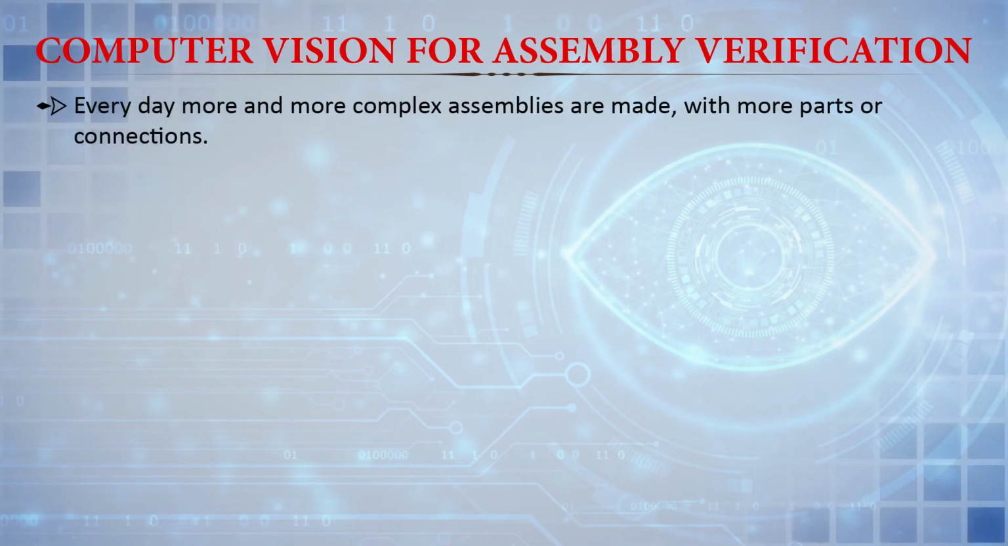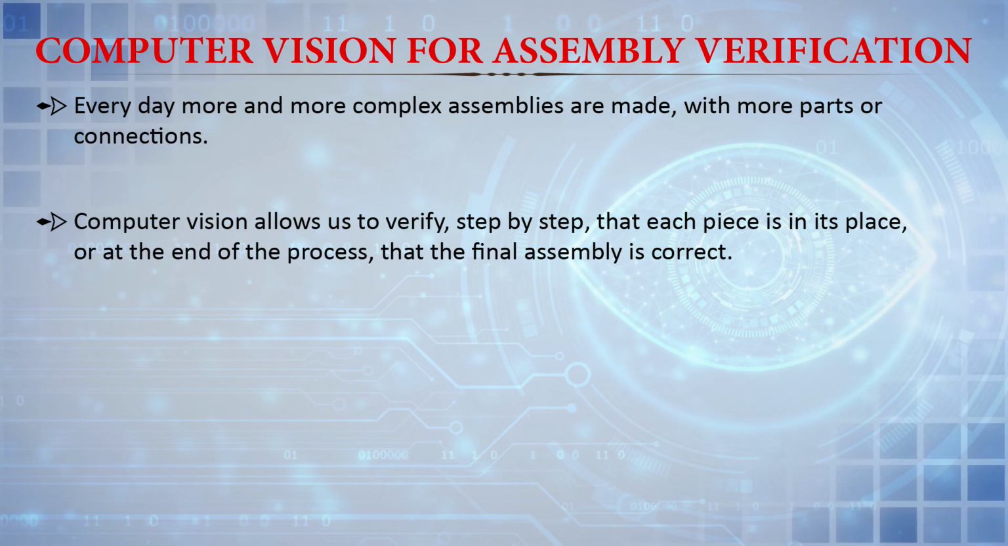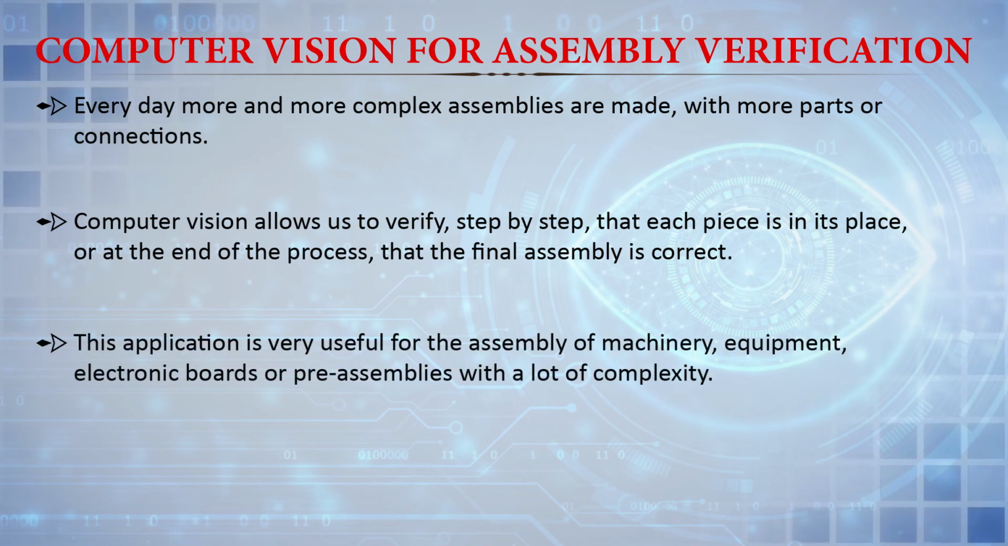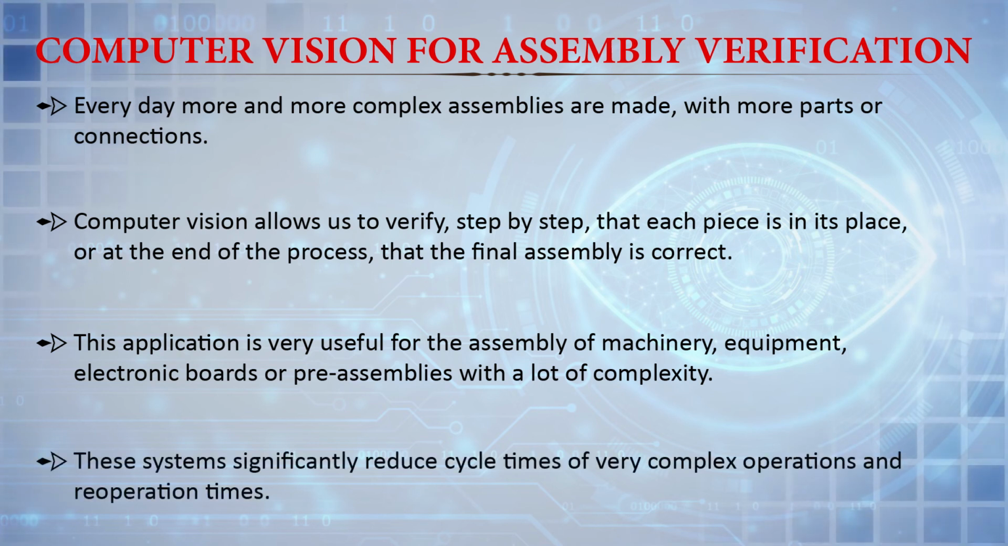Next, computer vision for assembly verification. This is another application. Every day more and more complex assemblies are made with more parts or connections. So, computer vision allows us to verify step by step that each piece is in its place, or at the end of the process that the final assembly is correct or not. This application is very useful for the assembly of machinery, equipment, electronic boards, or pre-assemblies with a lot of complexity. These systems significantly reduce cycle times of very complex operations and reoperation times.